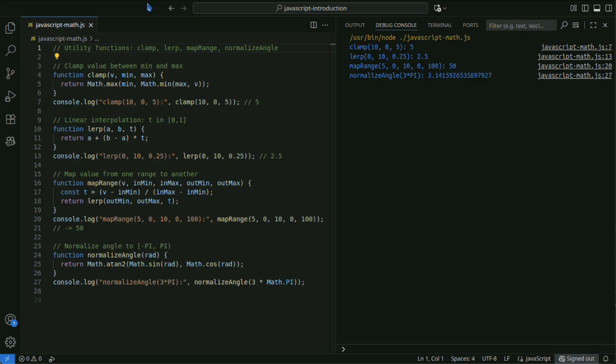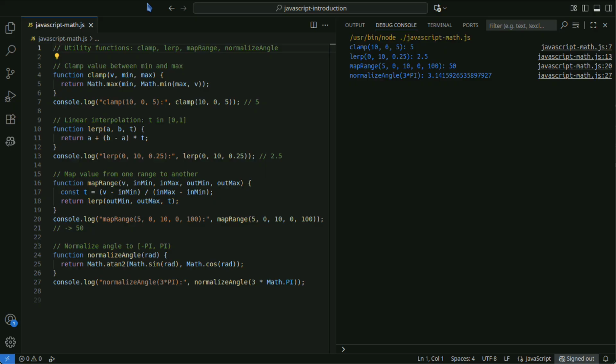Clamp limits a value to a specified range, while lerp and mapRange perform smooth interpolation or conversion to another range. Additionally, normalizeAngle always normalizes angles to the range -π to π to stabilize rotation calculations. These helpers are frequently used in graphics, games, and interaction programming. NormalizeAngle is important for comparing angular differences and for interpolation.